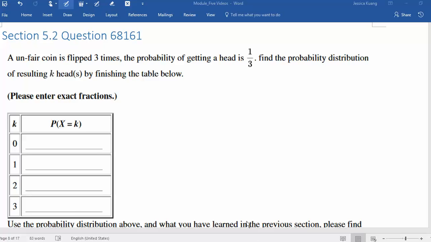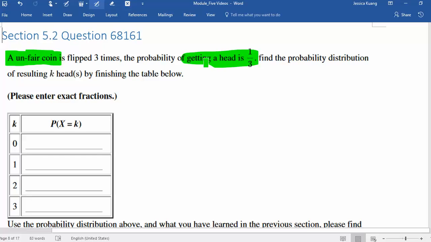In this question, we assume that the coin is unfair. If it's a fair coin, the probability of getting head or tail are both 1/2. But in this case, we assume we have an unfair coin, and the probability of getting a head is 1/3. And we are going to flip the coin 3 times. And here, I would like to construct the probability distribution of resulting 0, 1, 2, or 3 heads.